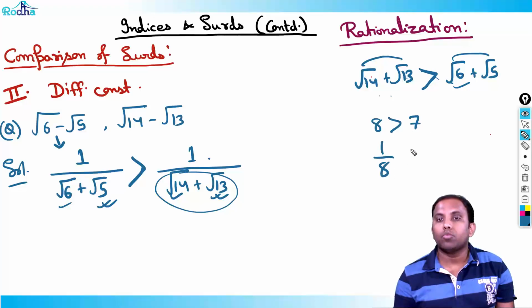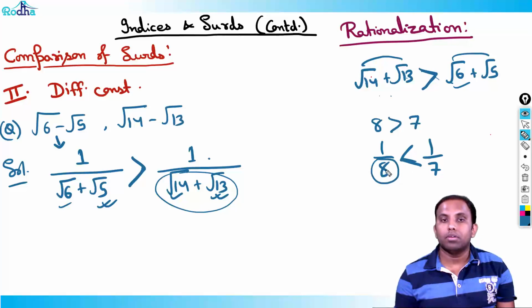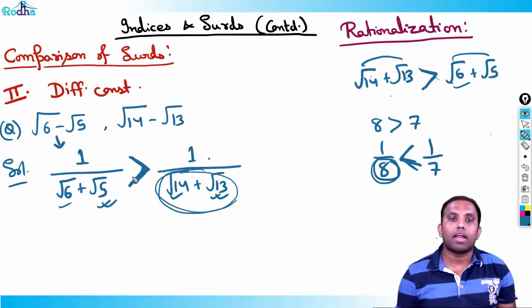But 1 by 8 is what? Less than 1 by 7. Because now more is the denominator, less is the number. Okay, so here also more is the denominator, less is the number. Here also more is the denominator, less is the number. So this is less. This is actually greater.